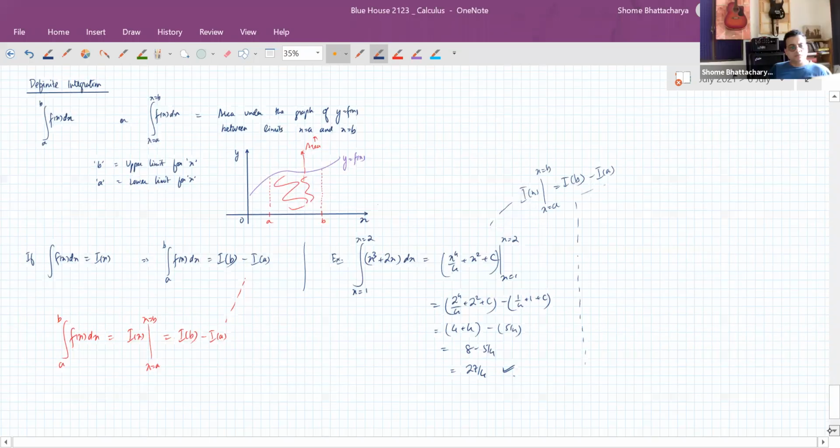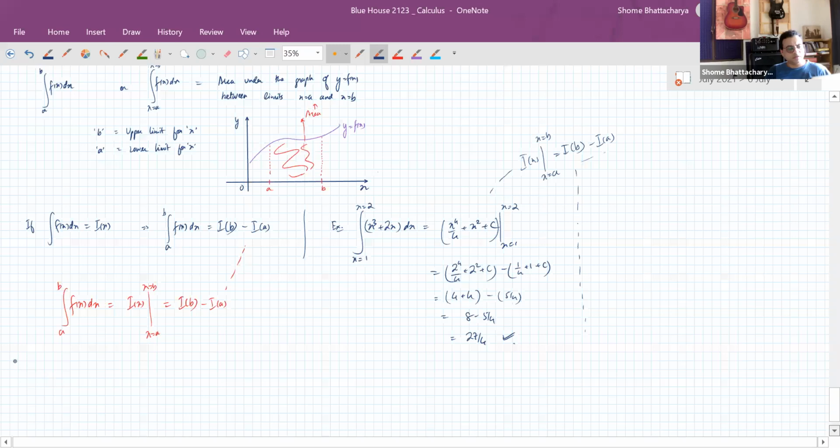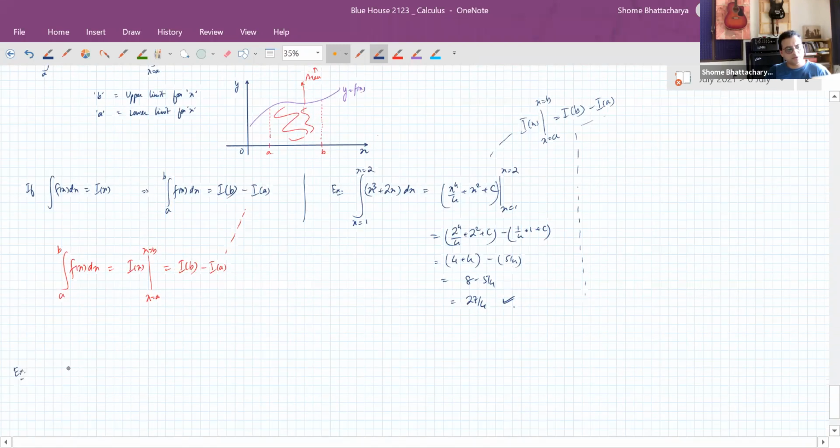Okay, so now let's look at an example of this, which will also give us an interesting property of this. So we will do integration of sine x from 0 to pi by 2 first. Then we will also do integration of sine x, but this time from minus pi by 2 to pi by 2.